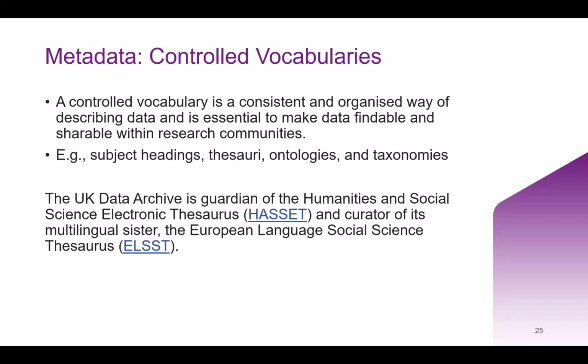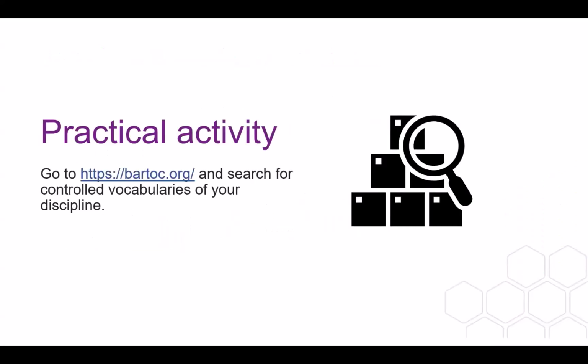The UK Data Archive is guardian of the Humanities and Social Science Electronic Thesaurus, and its multilingual version, the European Language Social Science Thesaurus. There are a number of these vocabularies, which are usually very discipline specific. So this next exercise is going to give you an opportunity to search through different controlled vocabularies. If you go to bartok.org, you can use the search bar in the center to start searching for controlled vocabularies for your discipline.